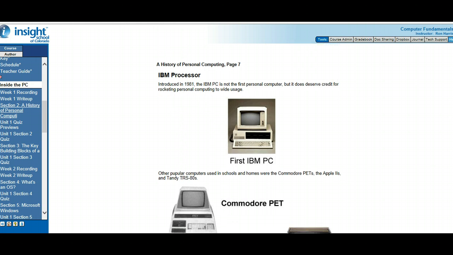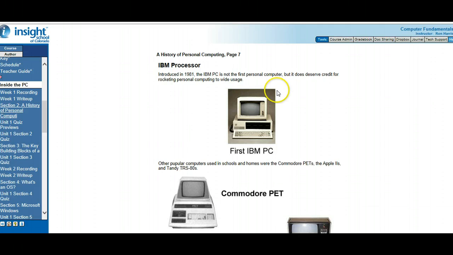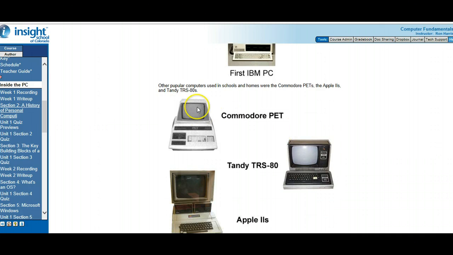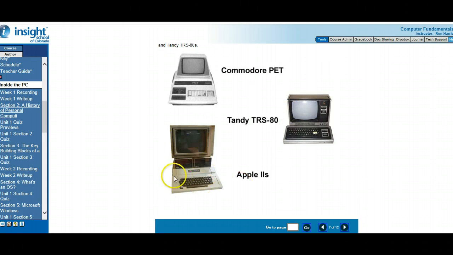The IBM processor was the first personal computer. It really allowed personal computing for people at home. Then Apple came on the scene. Commodore had a computer. Tandy, which is Radio Shack, had a computer. Apple came up with the IIe that they put in schools in the late 80s or so, or mid 80s.